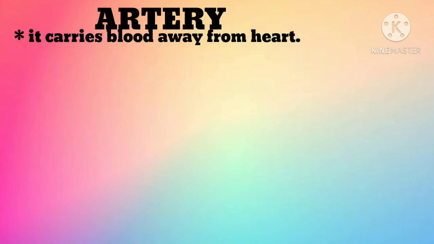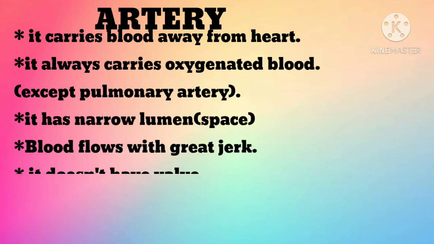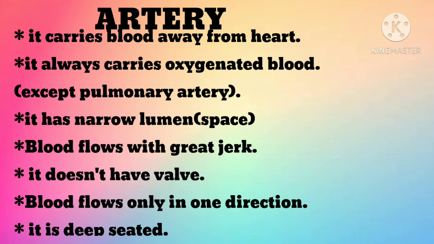Now let us understand the features of the artery. Arteries always carry blood away from the heart. It means they carry blood from the heart to different parts of our body. So, heart to body parts. Arteries always carry oxygenated blood. What do we mean by oxygenated blood? The blood which is rich in oxygen, right? And that is why the blood is bright red in color.